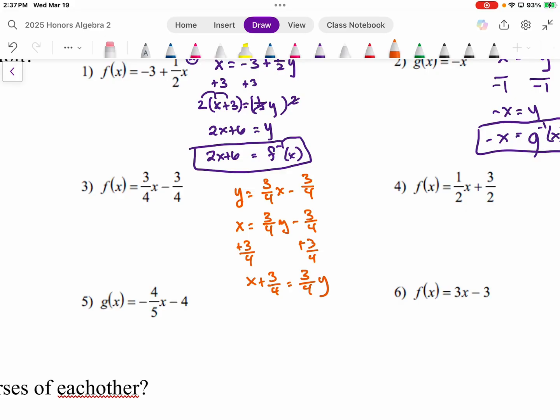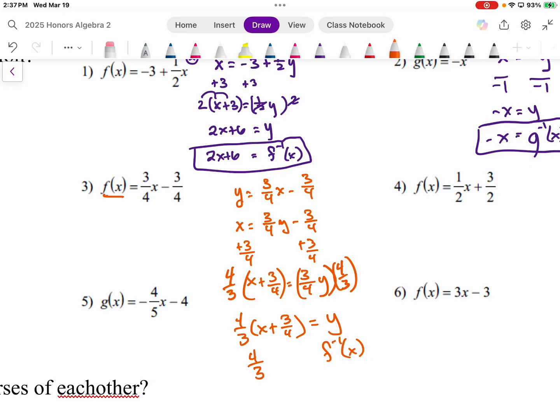Do I feel like doing like country dancing? We're going to do one step because we're big kids. So that gives me 4/3 times x plus 3/4 equals y. So we did use f of x. So f to the negative 1 of x is equal to that. So that's one way we can write our answer.